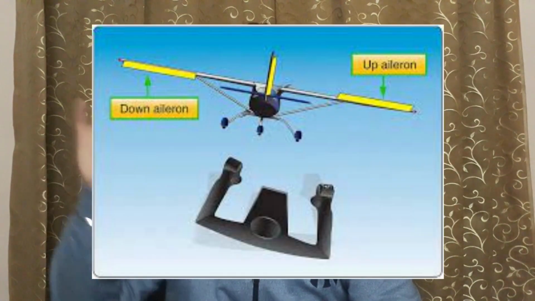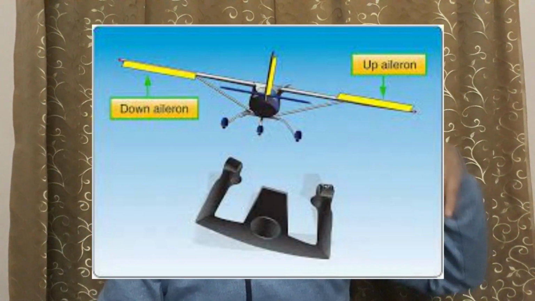This will create a left hand turn, and same if the aircraft wants to turn to the right hand side, then the right hand wing aileron will move upwards and the left hand wing's aileron will move downwards, and this will lead to a turn to the right hand side.